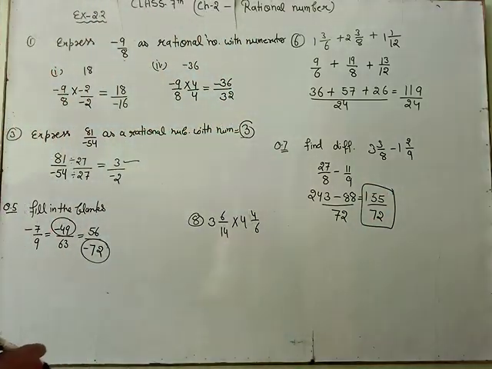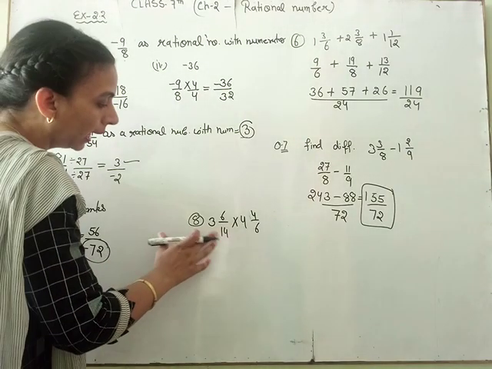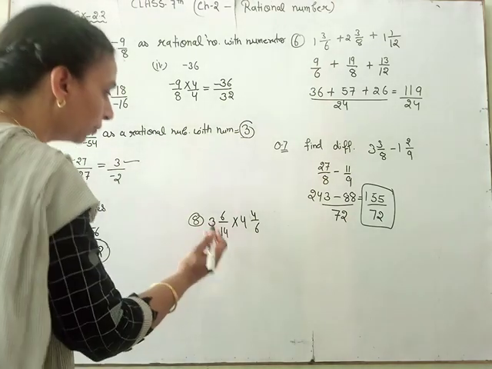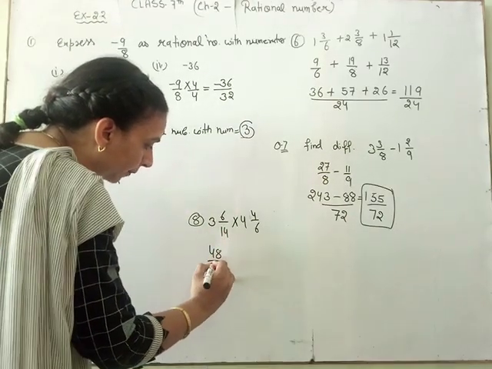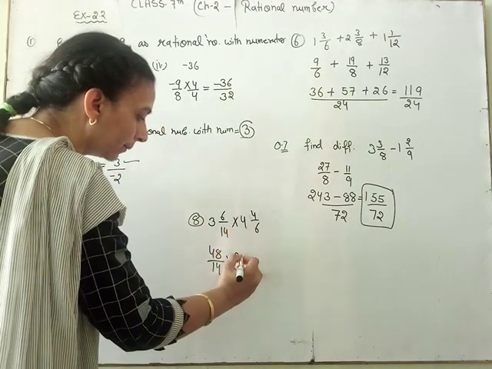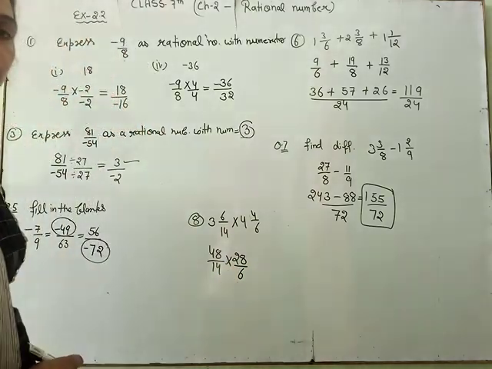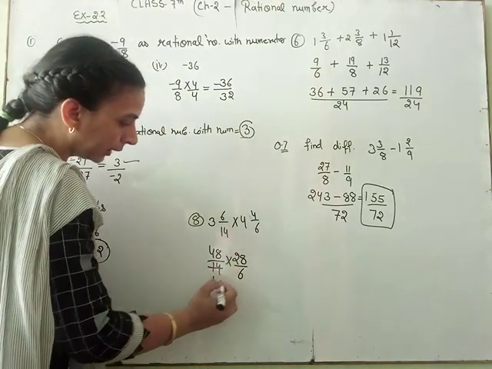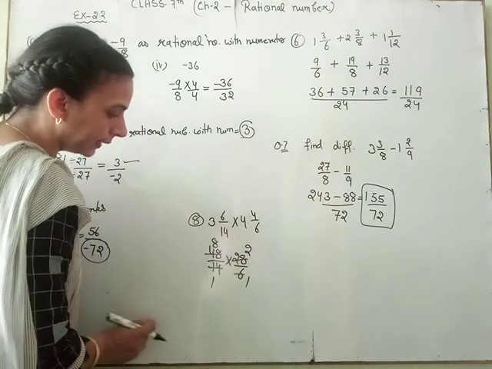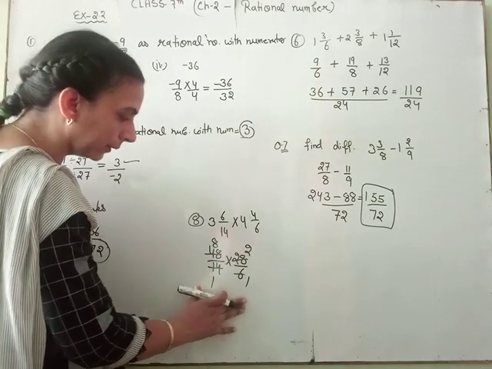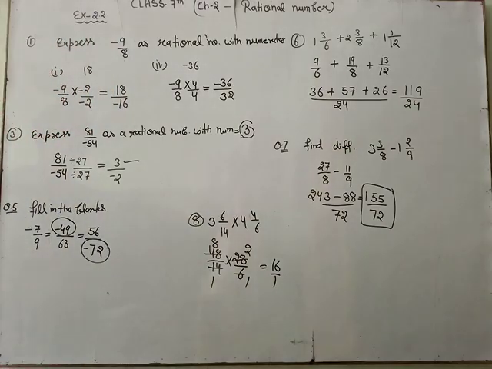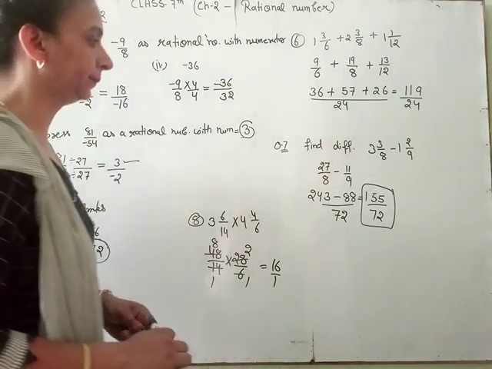Okay. Next, question number 8. First we solve this in the same simple form. 14 times 3 is 42, and 42 plus 6 is 48, so 48 by 14. Multiply 6 times 4 is 24, 24 plus 4 is 28, so 28 by 6. Now we cancel 14: 14 times 2 is 28, and 6 times 1 is 6. In the denominator only 1, in the numerator 8 multiplied by 2 is 16. So 16 by 1.